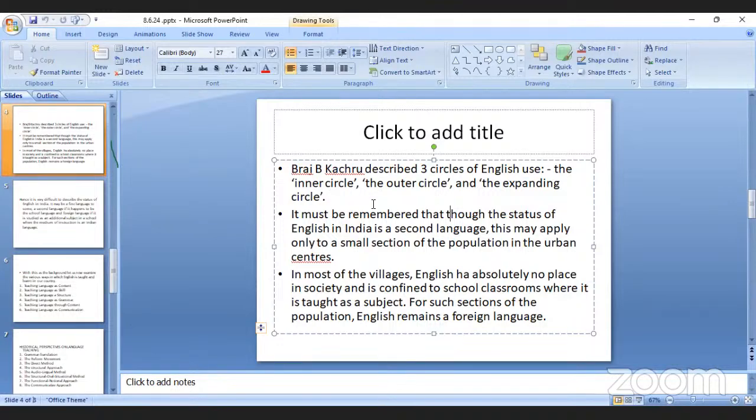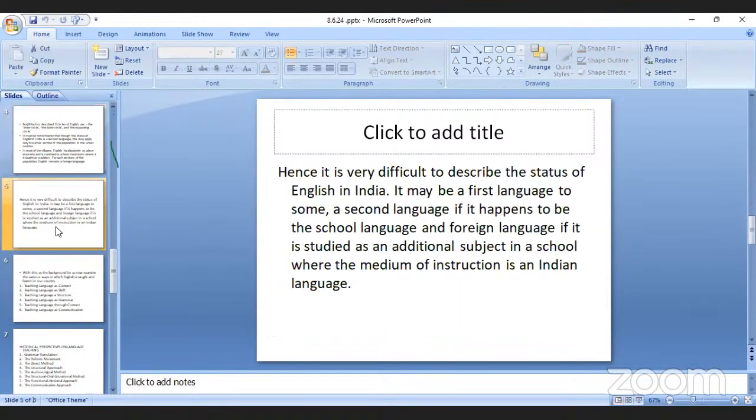And expanding circle are the third world countries who transact only for their international purposes. They use English language, right? So these are the three circles, and this is how the English is. And then see, in India we cannot give the status for the English language, right?